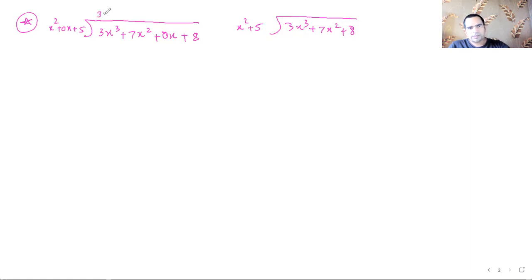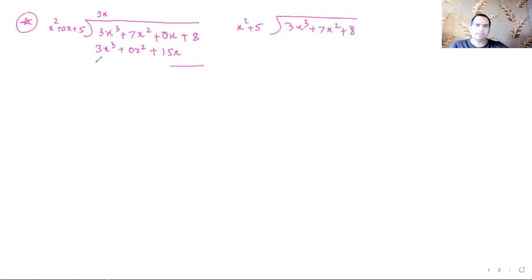So I'll start with 3x. Now when I multiply 3x with x squared, it is 3x cubed plus 0 times 3 will be again 0x squared. 3 times 5 is plus 15x. So the advantage of writing these zeros for the terms which don't seem to exist is that it helps us make more systematic calculations.